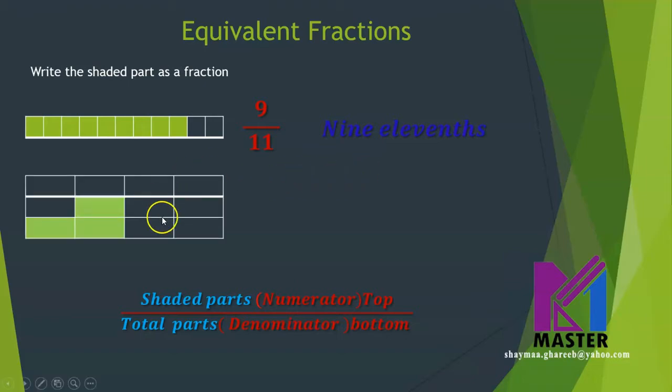Look at the second shape. We're going to do exactly the same. The number of shaded parts is 3 and the total number of parts is 12. So our fraction will be 3 over 12 or 3 12ths or 3 from each 12. Remember all the ways we read a fraction?